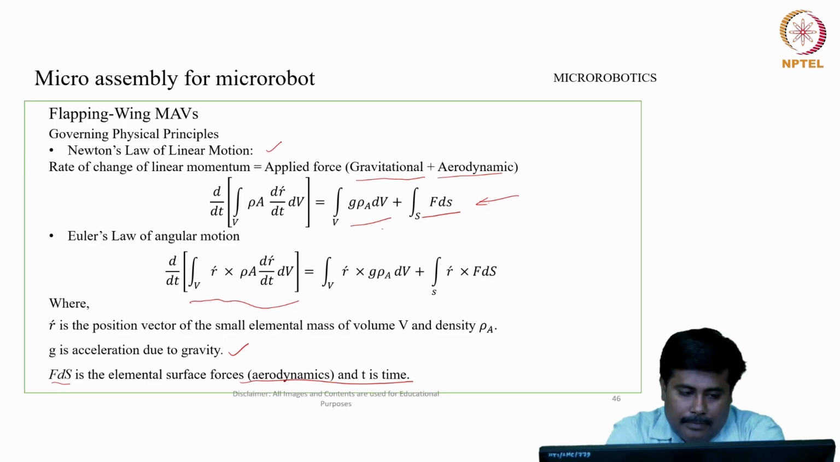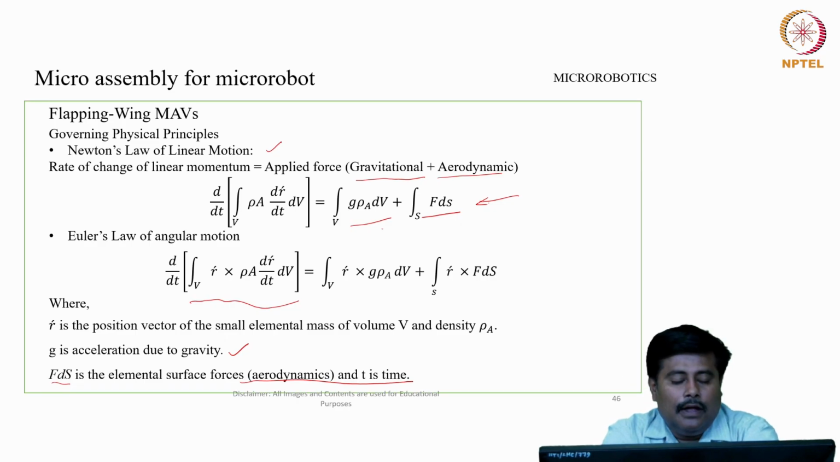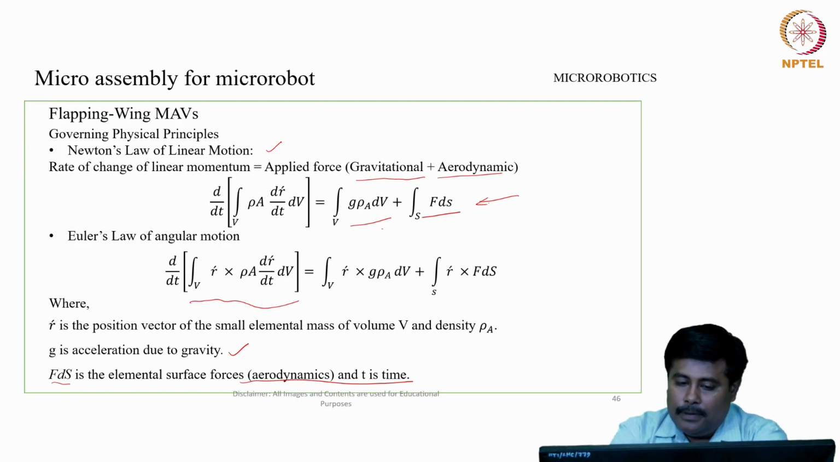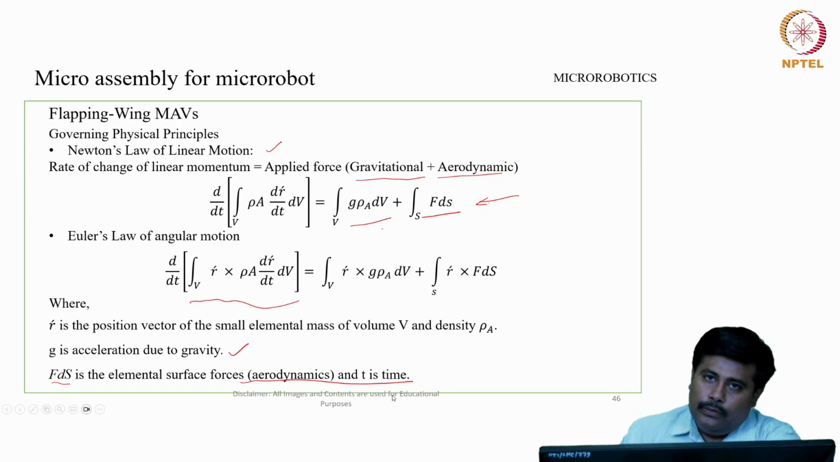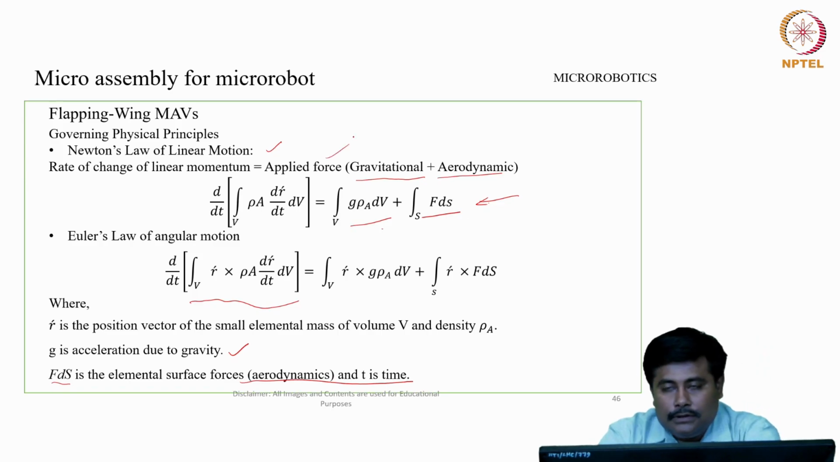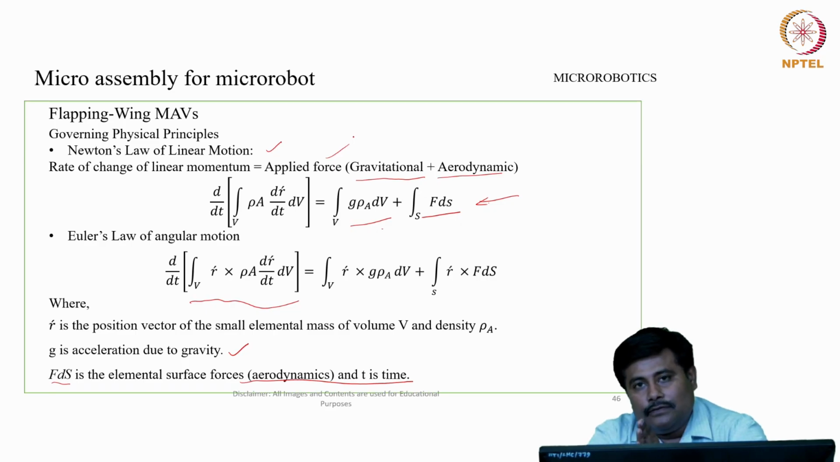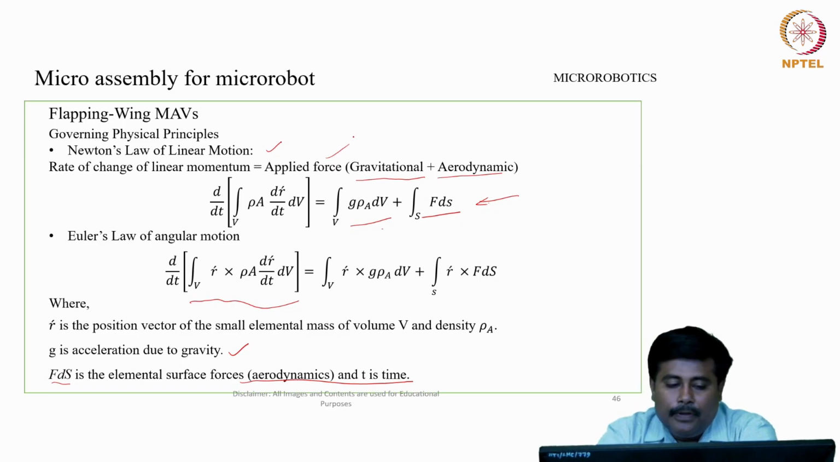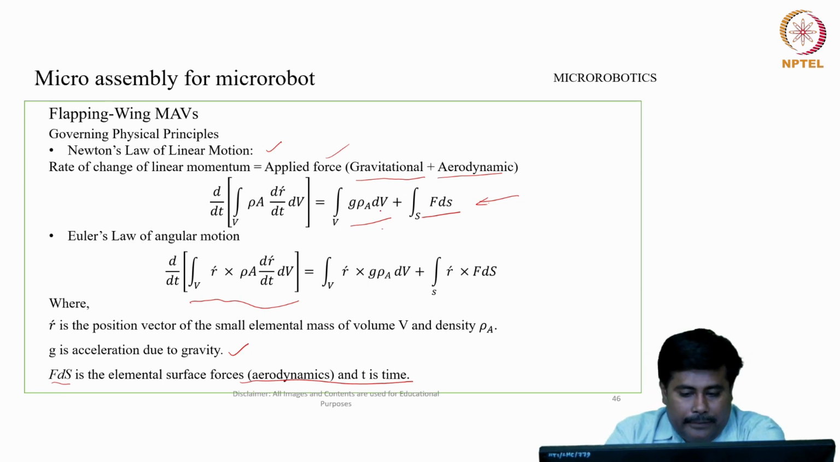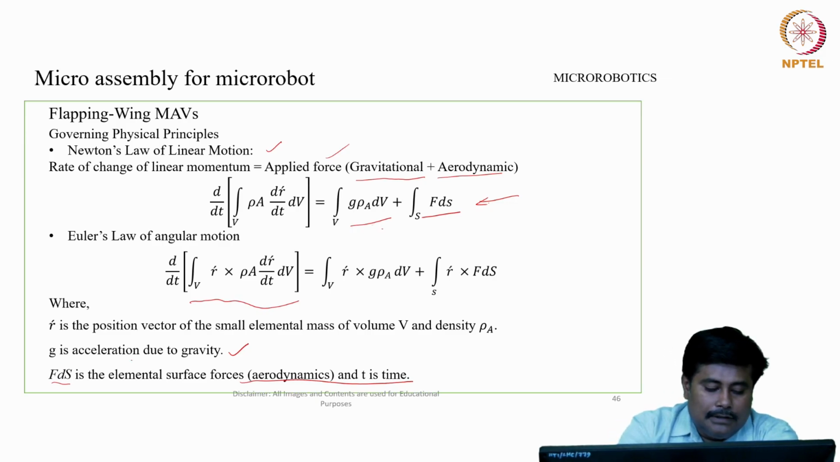Some of the physical principles are like Newton's law of linear motion, which depends upon the rate of change of linear momentum. So when we consider the rate of change of linear momentum, we need to equate it with reference to applied forces. In the case of an applied force, we have the gravitational force and the aerodynamic force participating. The applied force is governed by the equation, where this is the overall coordination for a gravitational force, G is the acceleration due to gravity, and FDS is the elemental surface force which exists.